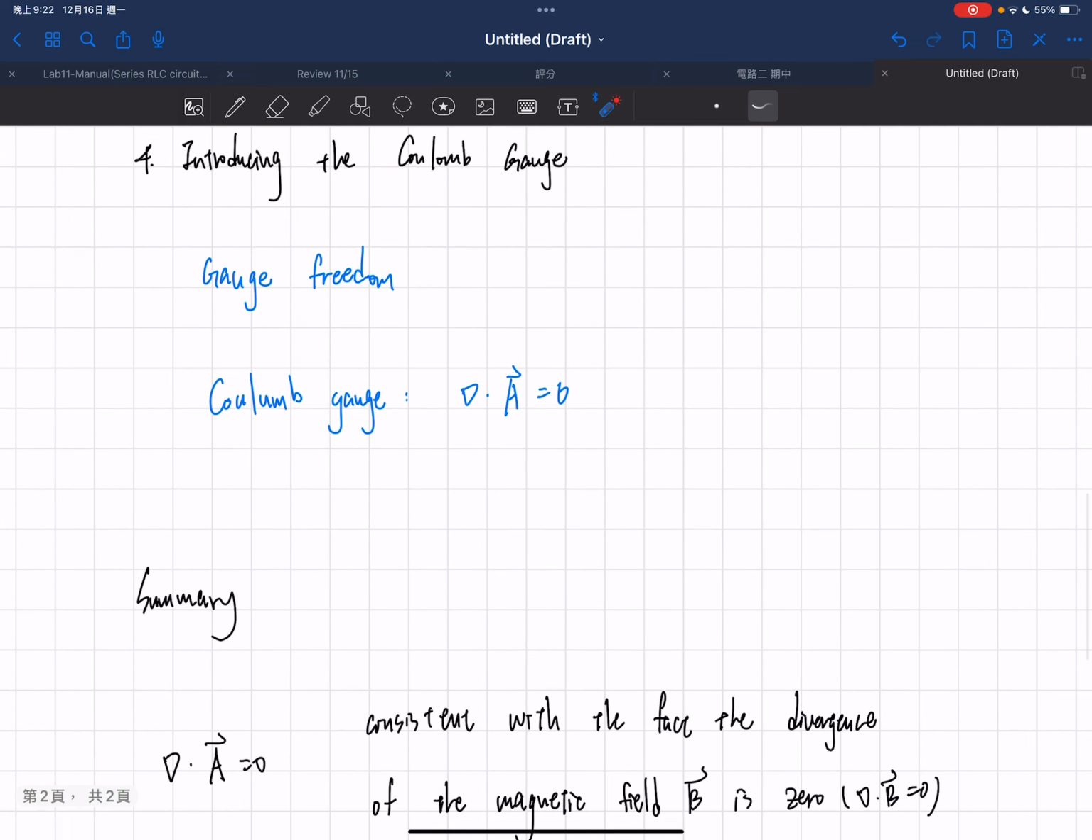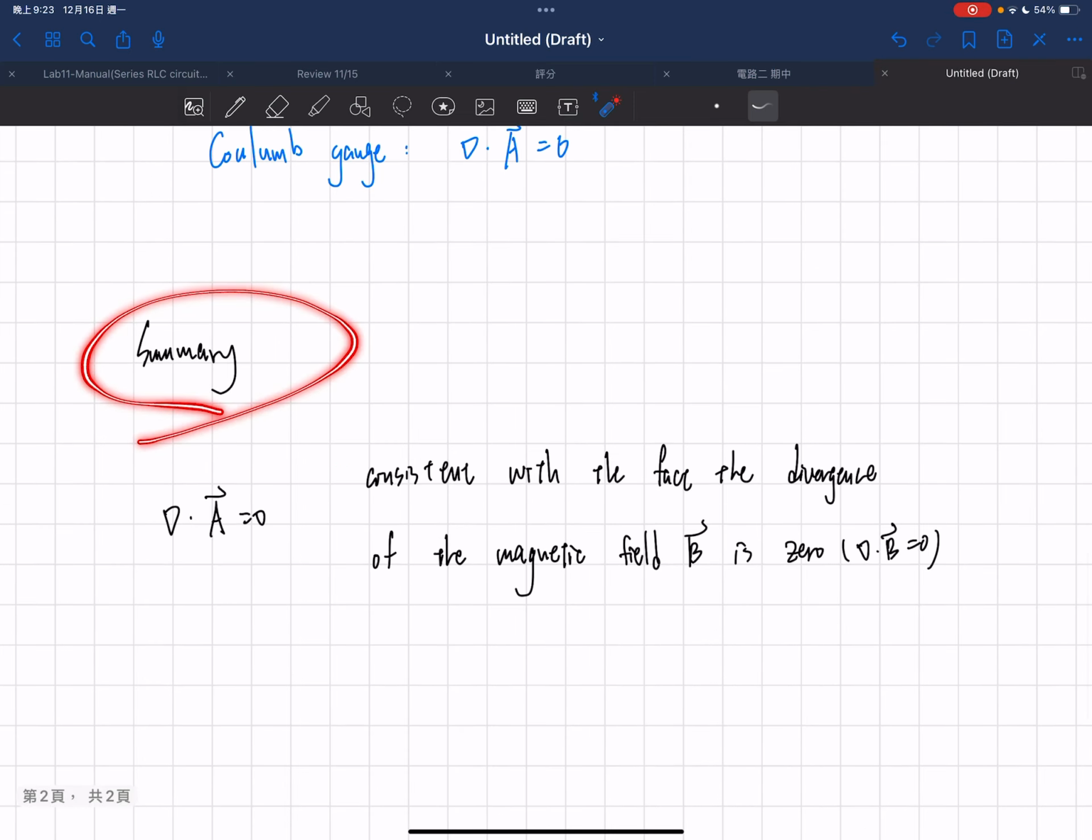And why is this useful? Because this simplifies the equations governing the magnetic vector potential A vector, particularly when solving Maxwell's equations in magnetostatics. And by choosing divergence of A equal to 0, we can eliminate unnecessary degrees of freedom, making solutions for A vector unique and easier to handle.